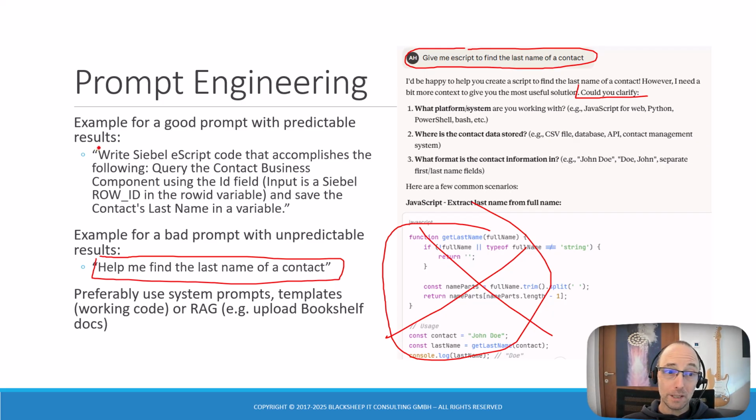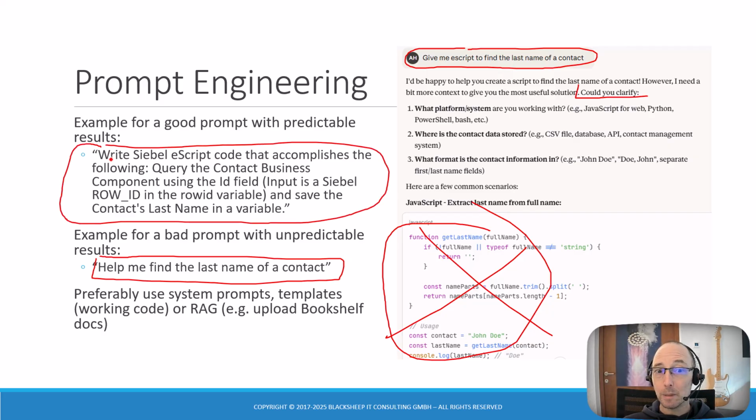The good prompt would be something like this, and of course your mileage will vary. You have to be clear about the intent: write code in Siebel eScript. That should be enough context to tell it, okay, it's Siebel eScript, I have to look that up or use my knowledge in that area. Then tell it what exactly it has to do by formulating it like "accomplishes the following," and then the actual implementation we want to do. We want to query the contact business component. Don't say buscomp or BC, because that's ambiguous.